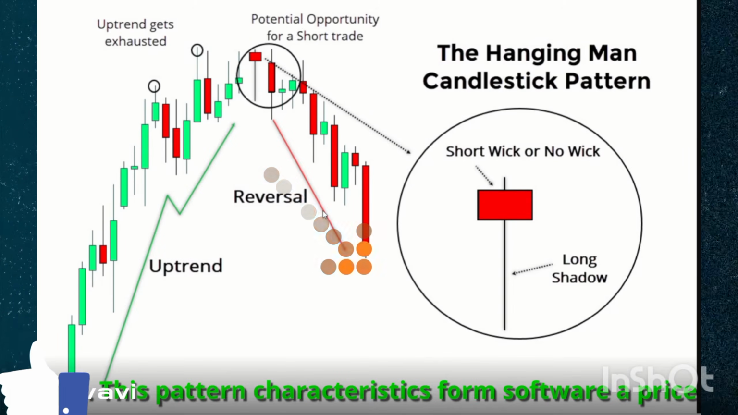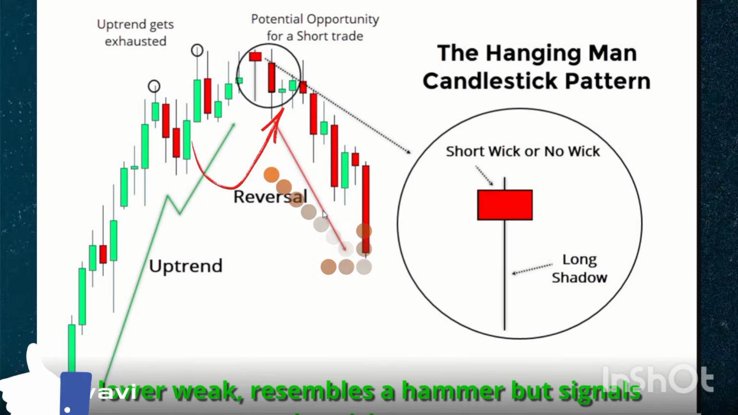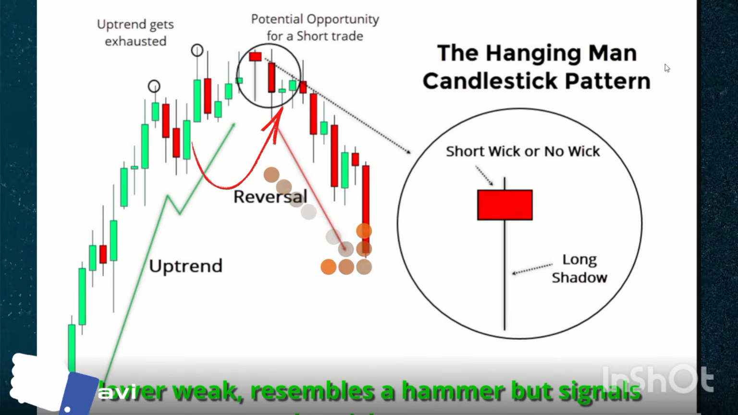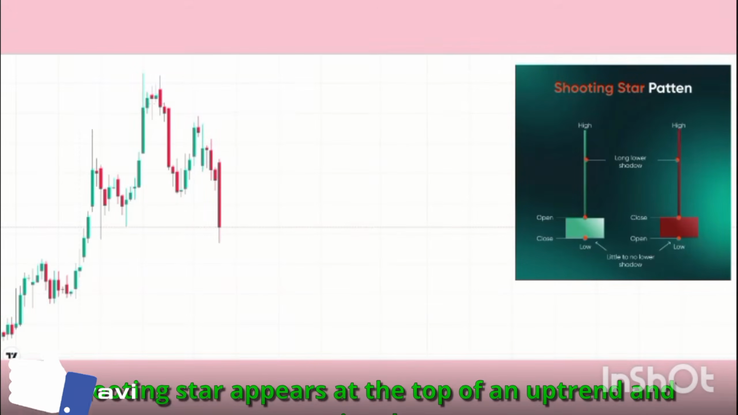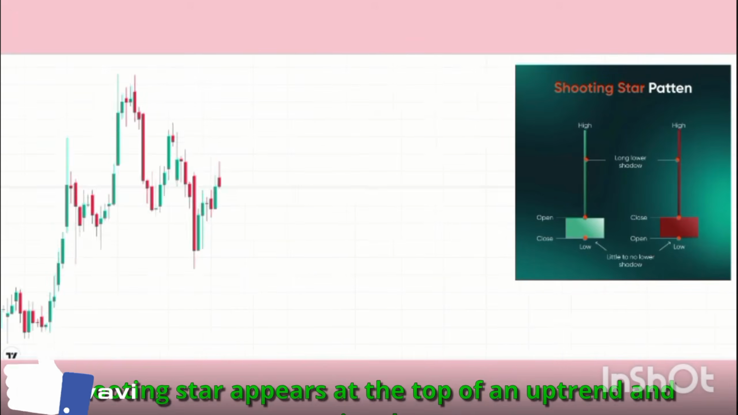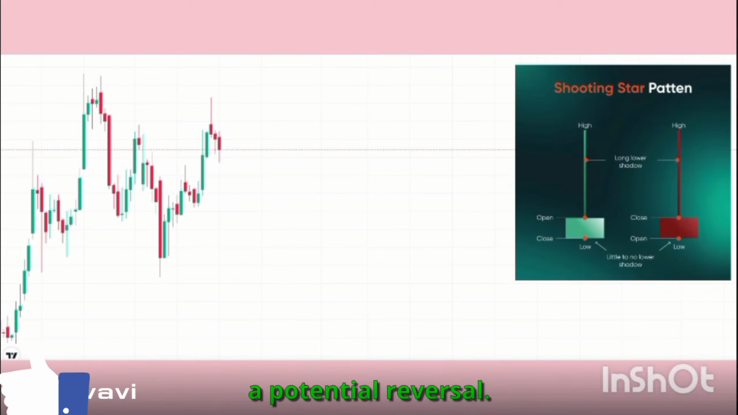This pattern characteristics: forms after a price rise. Small body, long lower wick, resembles a hammer but signals bearishness. Often needs confirmation. Next, shooting star. A shooting star appears at the top of an uptrend and signals a potential reversal.